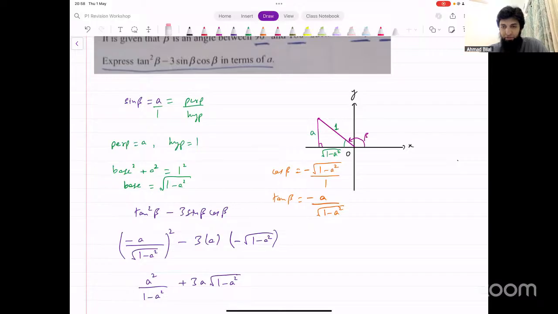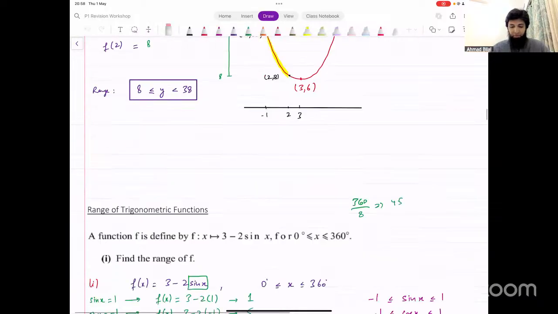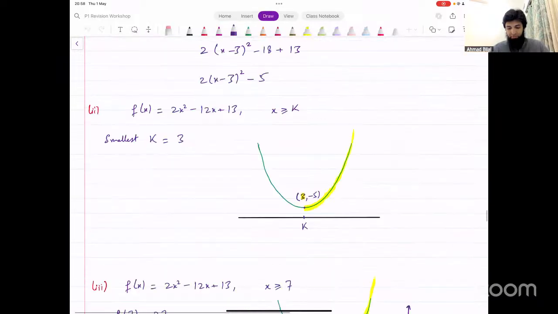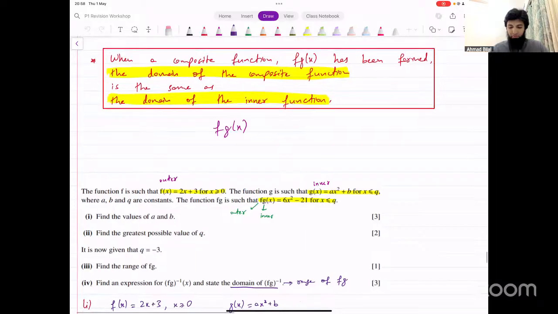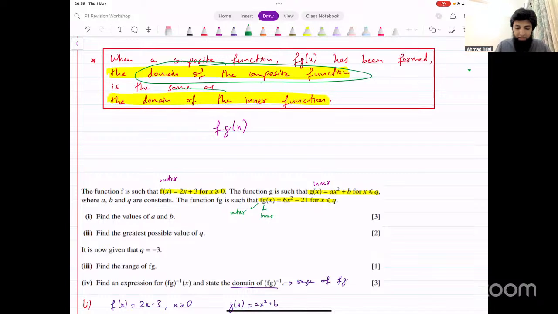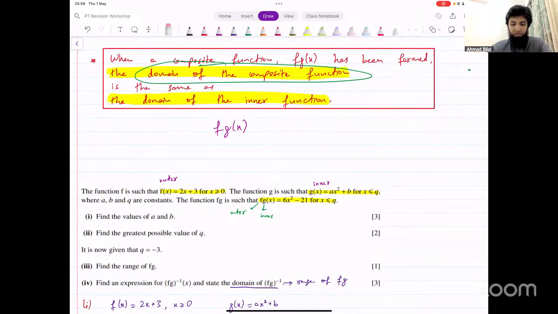Range of composite functions. How do you find the range of composite functions? For composite functions, range does not have any specific method as such. For a composite function, you need to know that the domain of the composite function is going to be the same as the domain of the inner function. Whatever is the domain of the inner function, that will be the domain of the composite function as well. And then using that domain, you can find the range of that function.